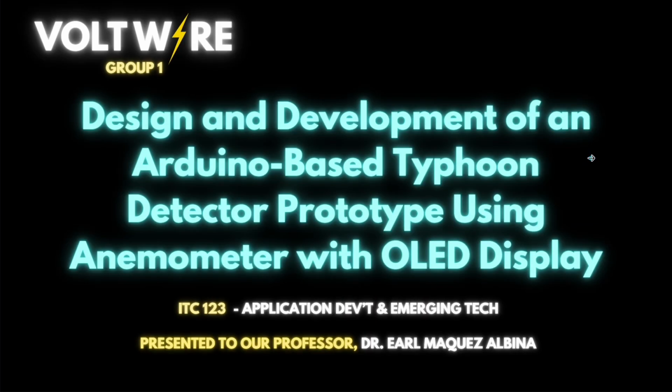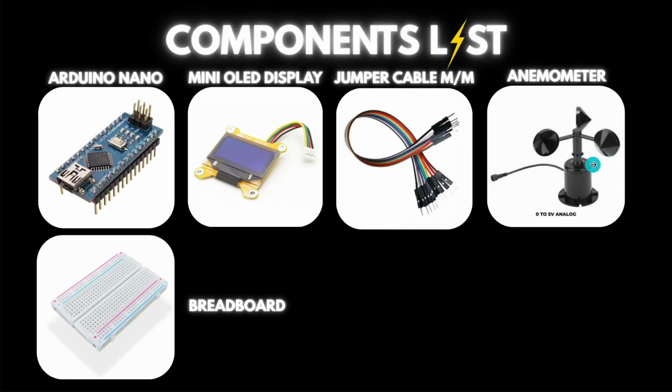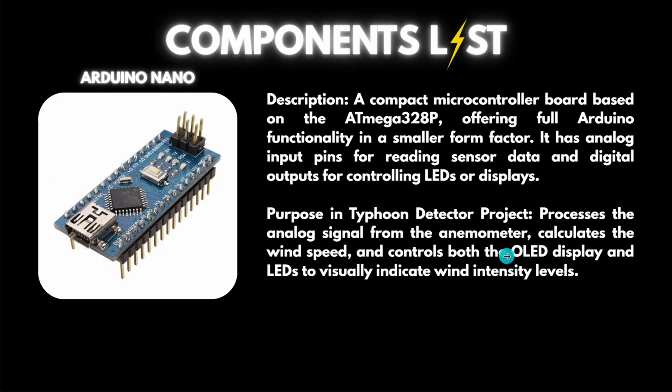By the way, I'm Judge Matthew De Leon and I will be explaining the components list and their purpose. We have 5 components such as Arduino Nano, Mini OLED display, jumper cable, anemometer, and breadboard. First, we have the Arduino Nano.